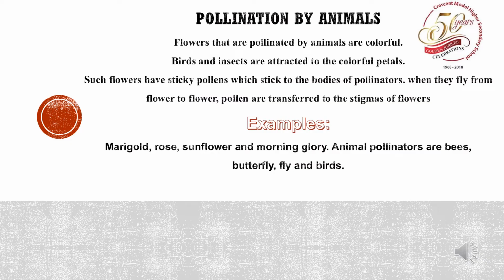Pollination by animals. Flowers that are pollinated by animals are colorful. Birds and insects are attracted to colorful petals. Such flowers have sticky pollens which stick to the bodies of pollinators, and when they fly from flower to flower, the pollens are transferred to the stigmas of the other flowers. Examples of such pollinated flowers are marigold, roses, sunflower, and morning glory. Animal pollinators are bees, butterfly, fly, and birds.